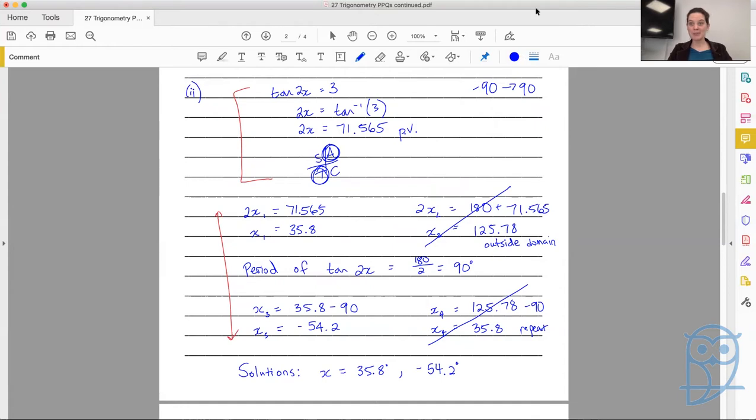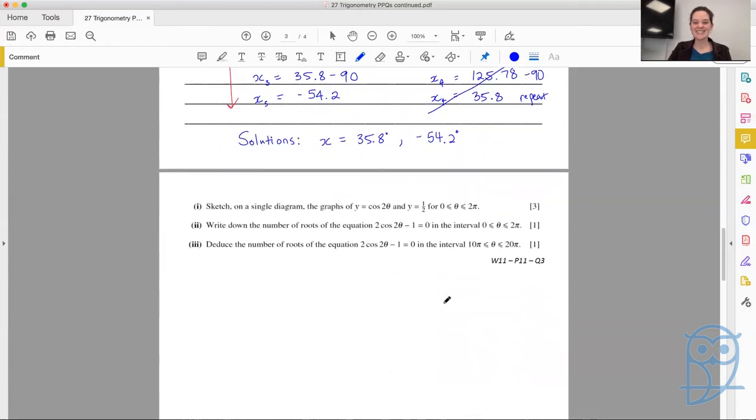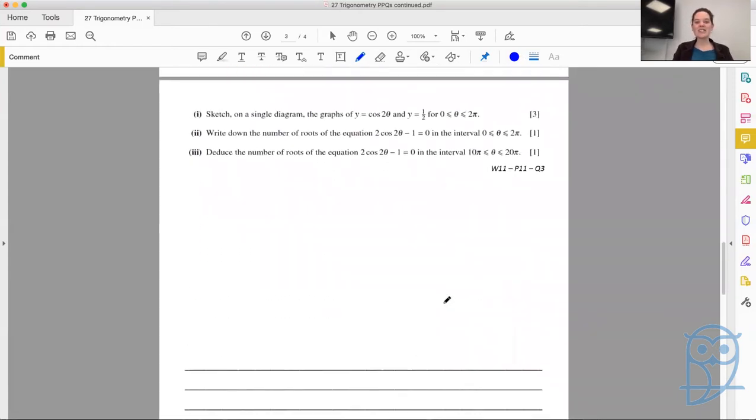So we have another couple of questions. Sketch on a single diagram the graphs of y equals cos 2 theta and y equals a half from 0 to 2 pi. And we change our calculators to radians. As soon as we see pi, we're working in radians for the whole question. Okay, so sketch on a single diagram. So we're going to do a little rough sketch.